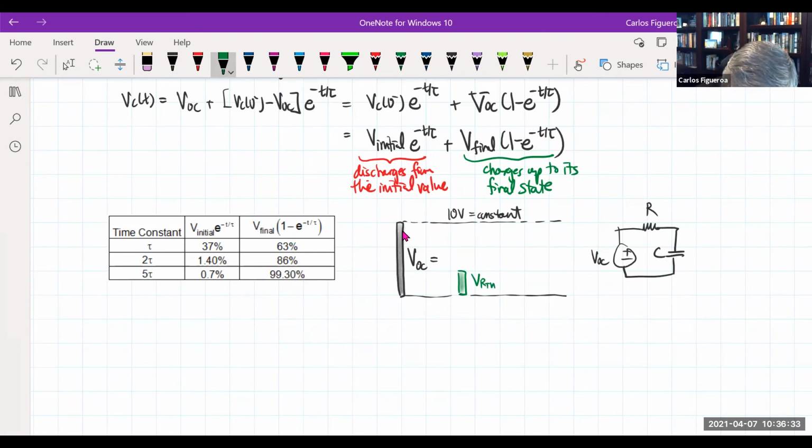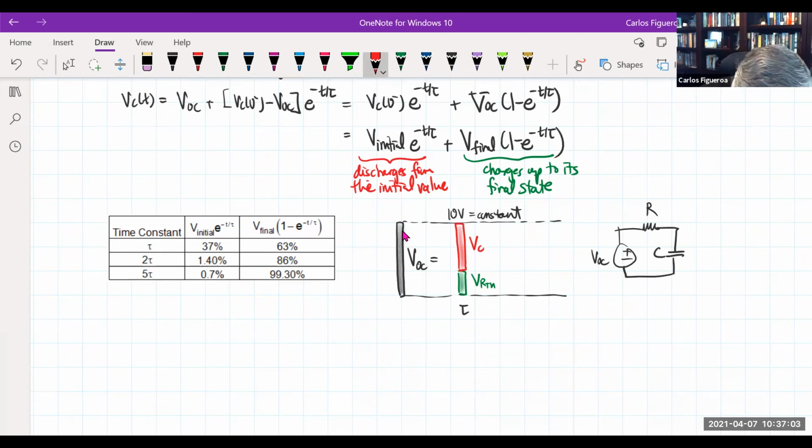After one time constant, this guy charges up from 0. If I look at this, this thing is going to go all the way up to here, and this is going to be the voltage of the cap. So right away, you're seeing that after one time constant, it charges up to 63% of the value. That's what we mean by exponential charging.